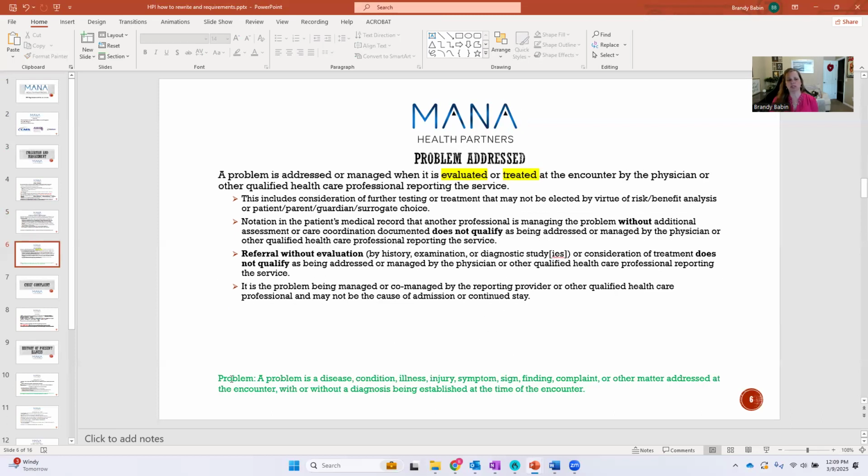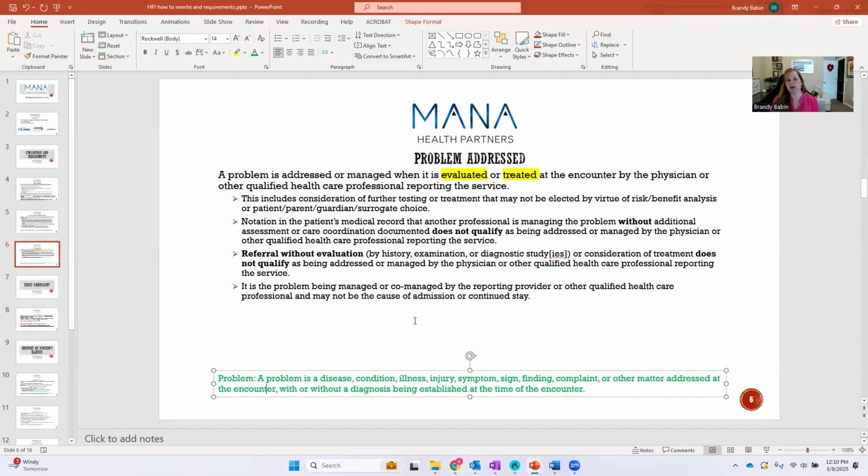So a problem addressed. Let's go down here to the bottom. A problem could be a disease, a condition, an illness, an injury, a symptom. It could be a lot of different things that we're looking at. So don't think of the problem as, I only addressed congestive heart failure. Problems can be multiple things, including the symptoms that the patient is experiencing.